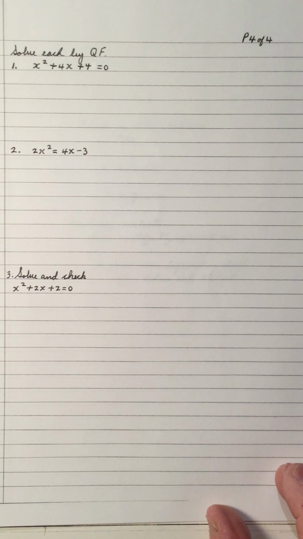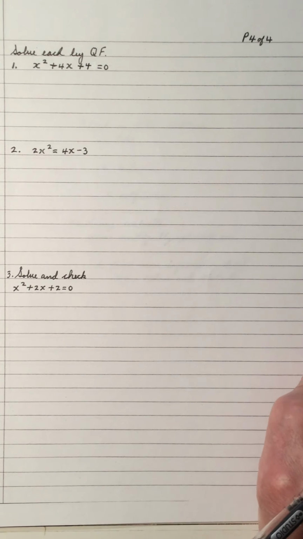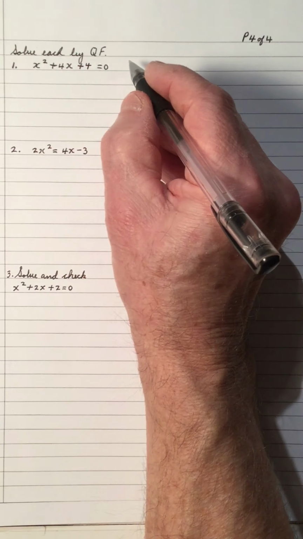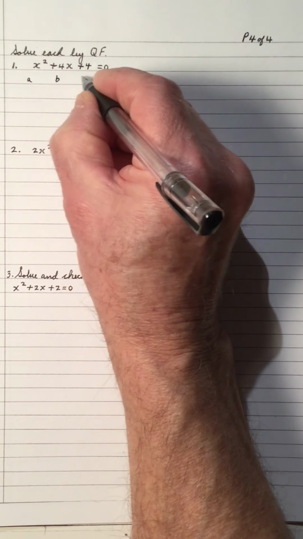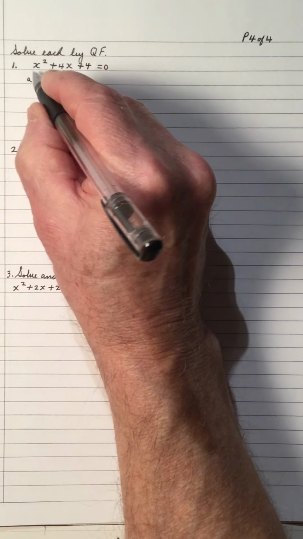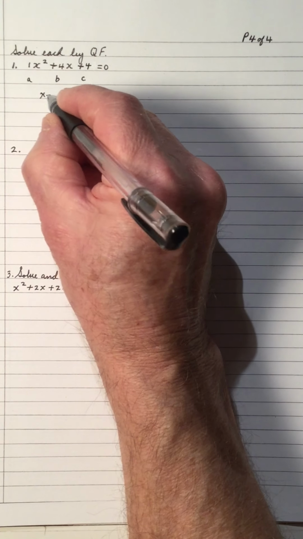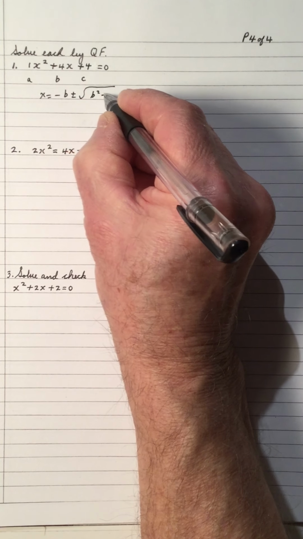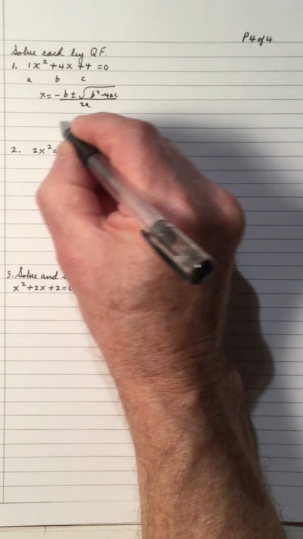And the last method: notice we practiced factoring, the square root property, completing the square. Now we'll review the quadratic formula. For the quadratic formula, we have to have an a, b, and c. It has to be written in this form. a is 1, b is 4, c is 4. So x equals negative b plus or minus the square root of b squared minus 4ac, all over 2a.